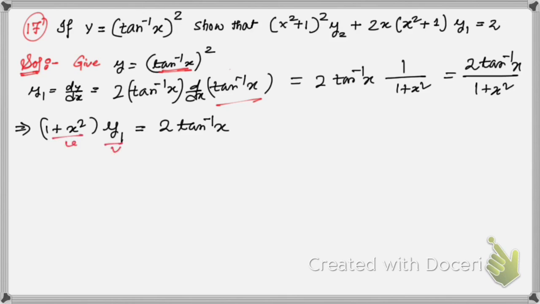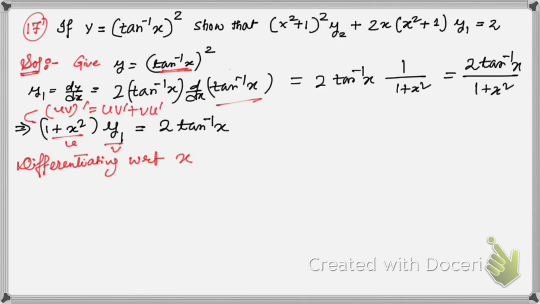Now consider these two as u and v respectively. 1 plus x square is u, y1 is v, and use the product rule. Differentiating again using the product rule: u derivative of v plus v derivative of u. This is the product rule used on the left hand side. So you will get the first function, which is this, times the derivative of y1, which is nothing but y2, the second order derivative. So let's write here y2.